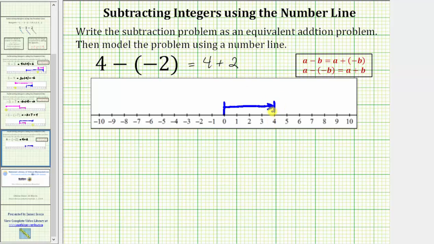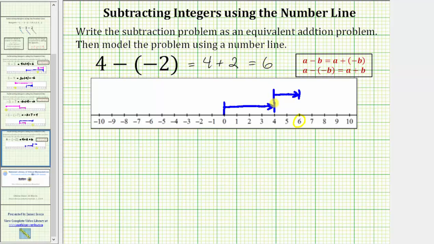Looking at the addition first, we know to add positive 2, we move right 2 units from positive 4, which brings us to positive 6. 4 plus 2 equals 6, which I'm sure we already knew, but 4 minus negative 2 also equals 6.